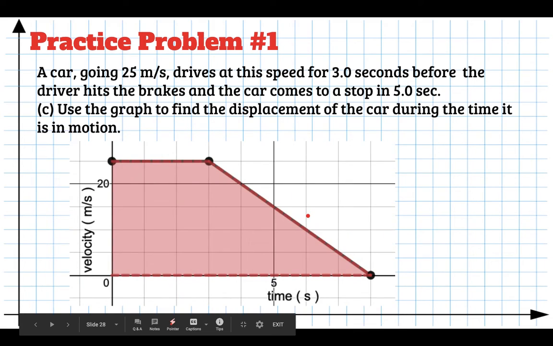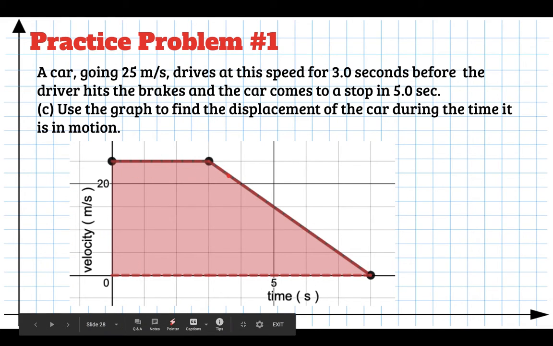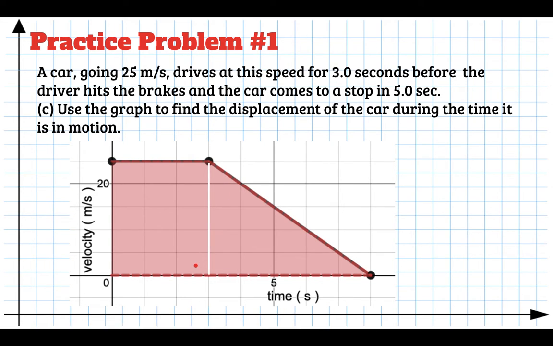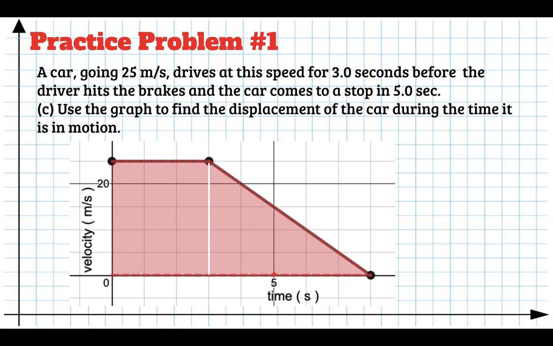Okay? All right. Part C says use the graph to find the displacement of the car during the time it is in motion. So it is in motion for 8 seconds, and if we're finding the displacement of the car, we've got to find the area under this graph. So here's where I'd really like you to stop the video, see if you can find the area under the graph. If it helps, think about dividing the graph into 2 sections. We have a rectangle here and a triangle here. Go ahead and pause the video, find the area of those 2 sections, and that will tell you the total displacement.